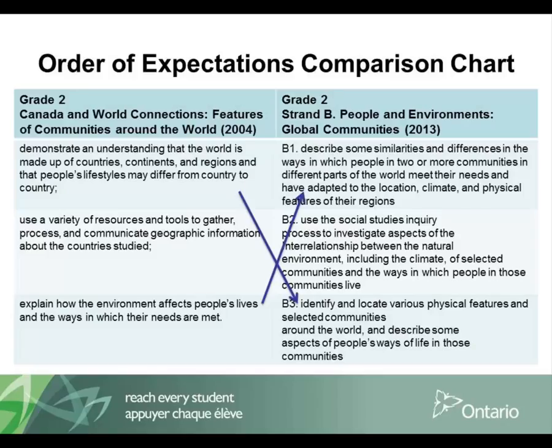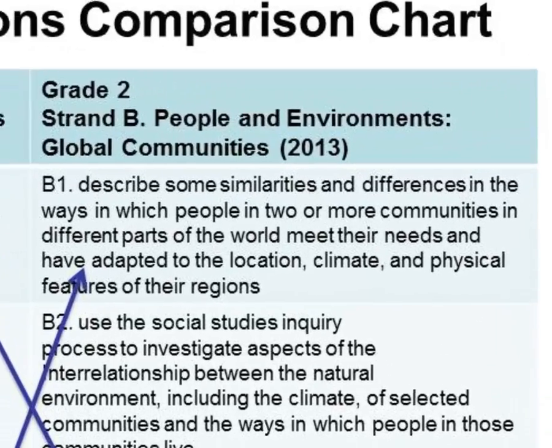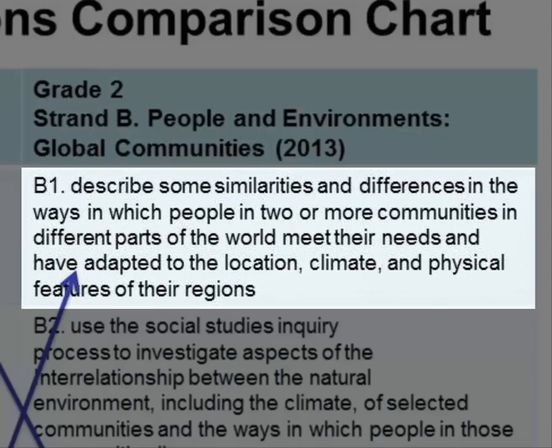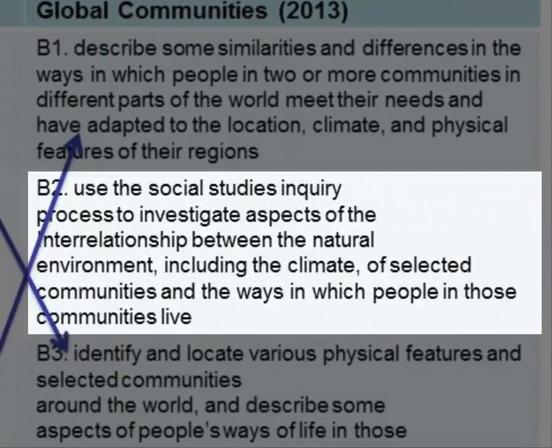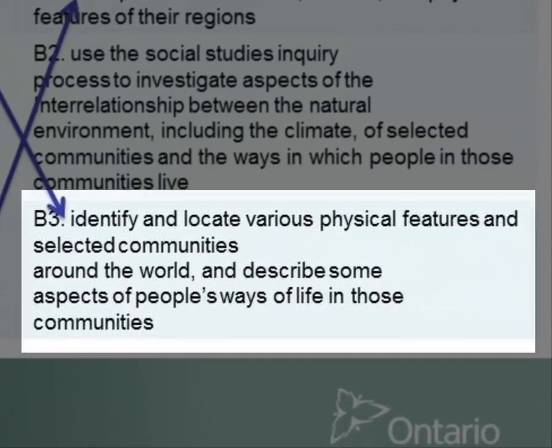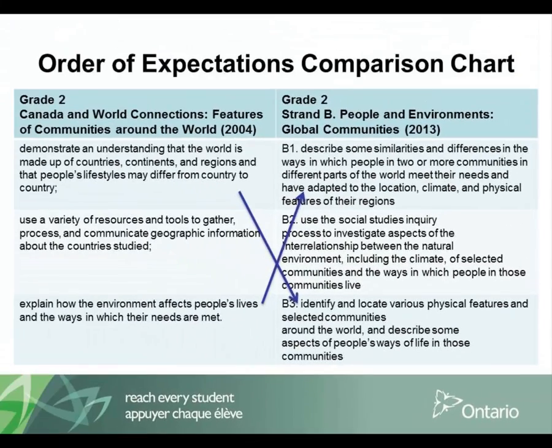We have changed the order of the overall expectations. This chart highlights the changes made to the order of expectations. The order follows a backward design model. Overall expectation number 1 is about the application of the student's learning. Overall expectation number 2 is about the use of the inquiry process. And overall expectation number 3 is about understanding context of the specific topics.